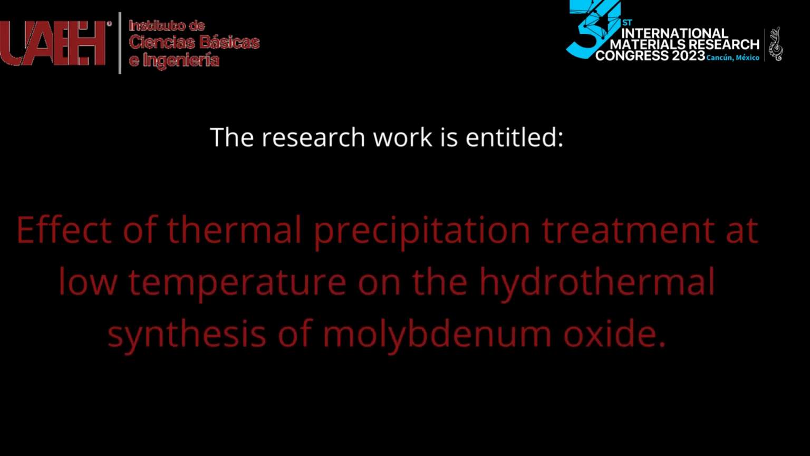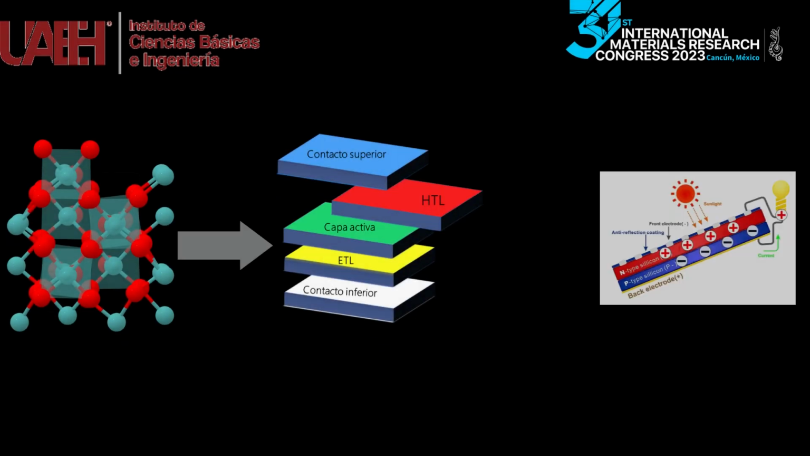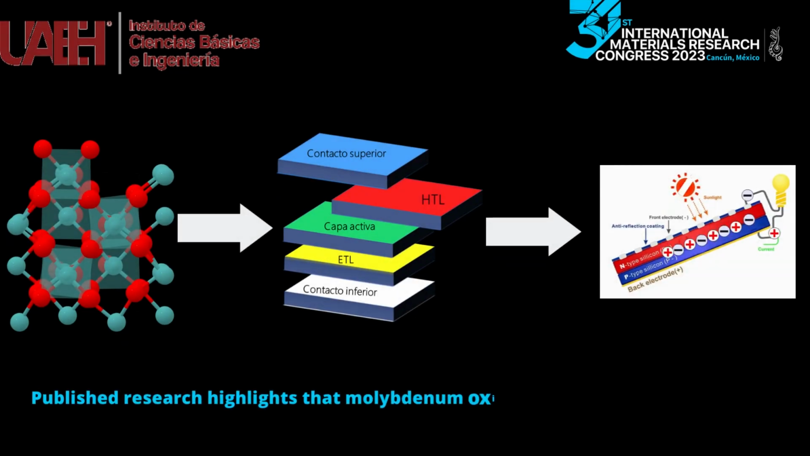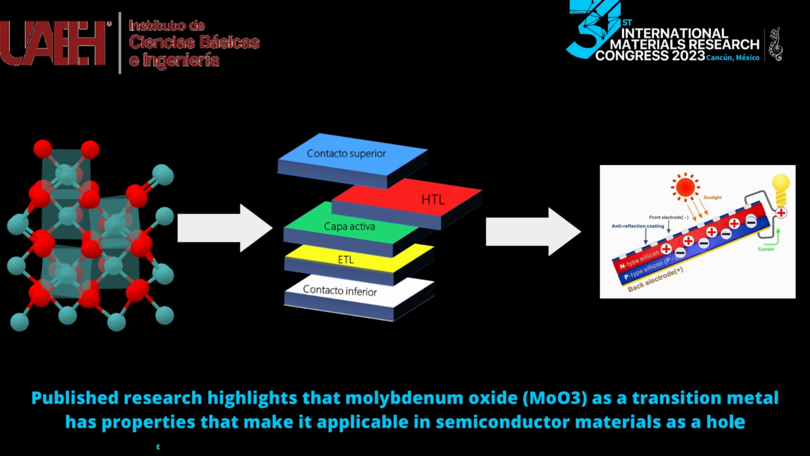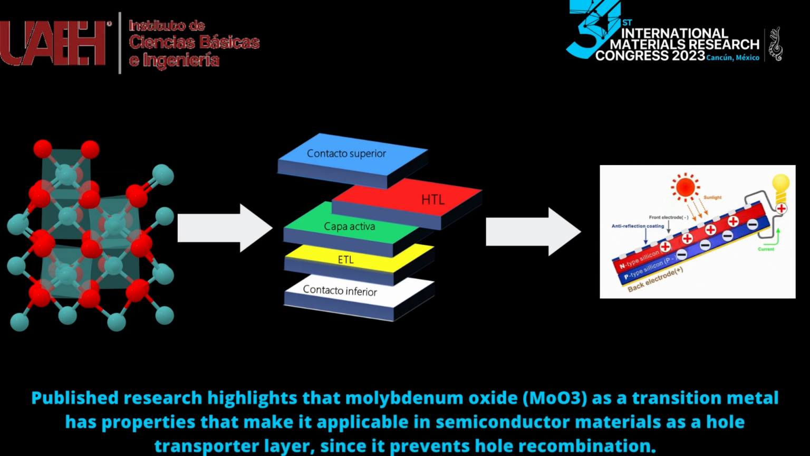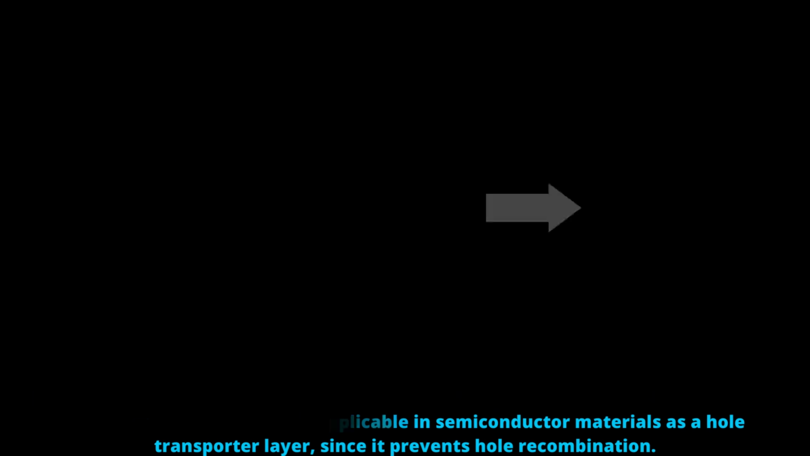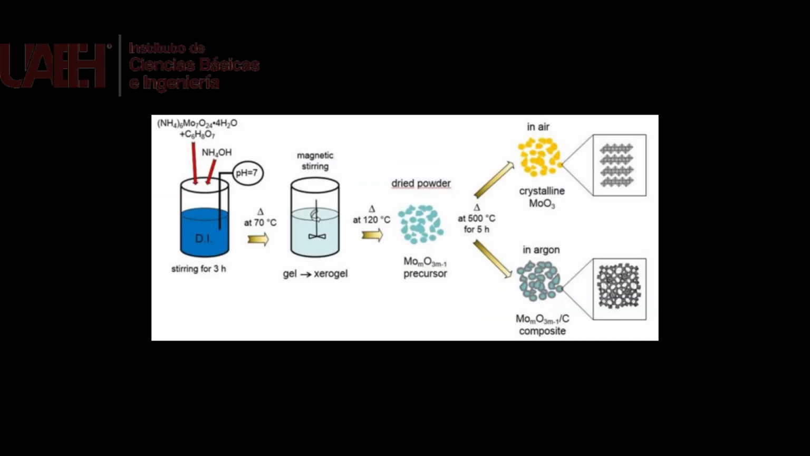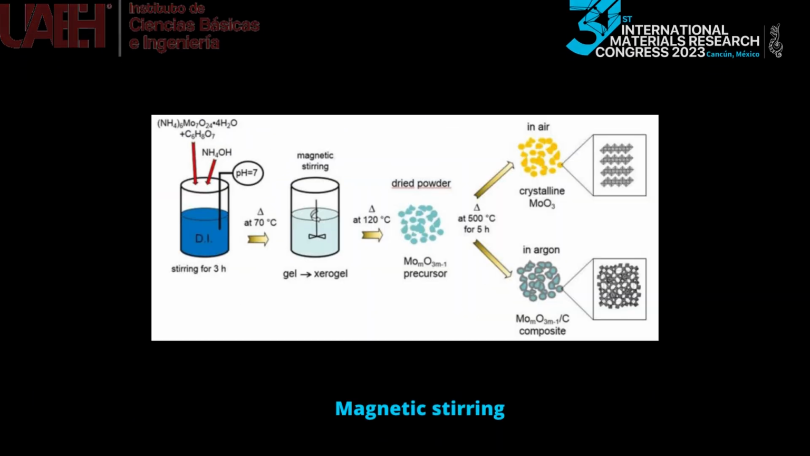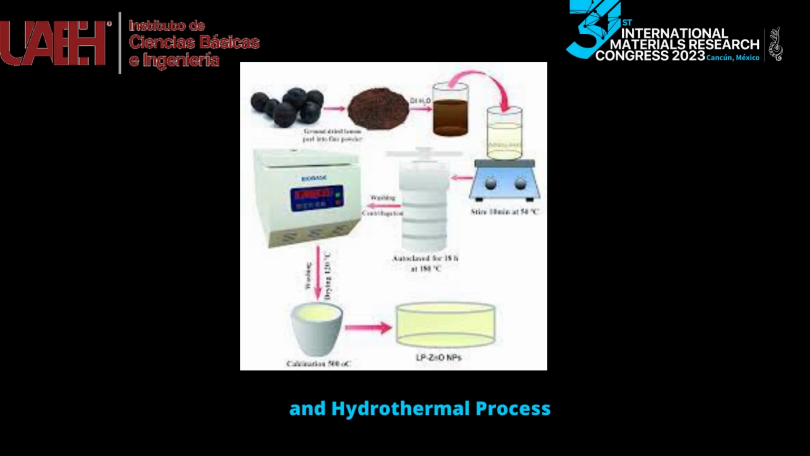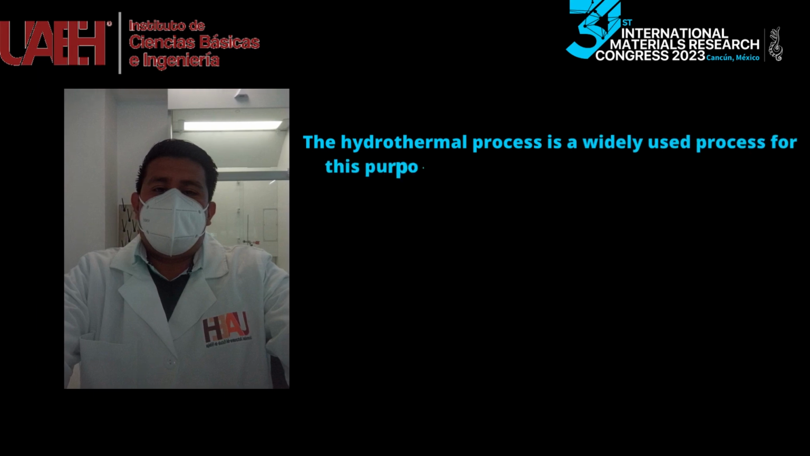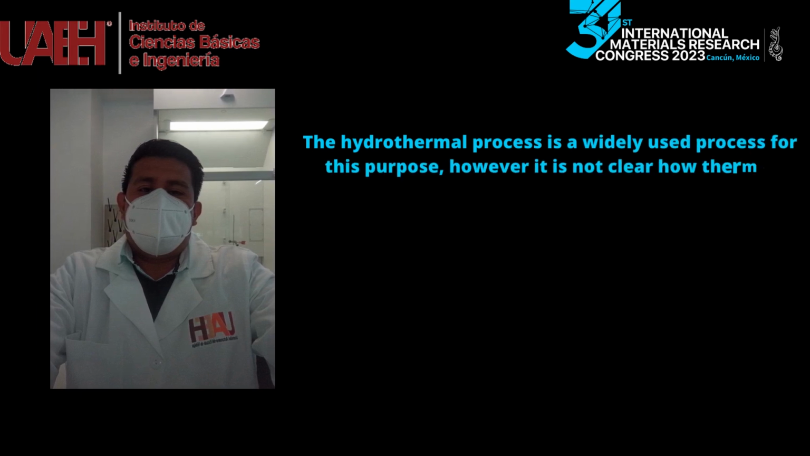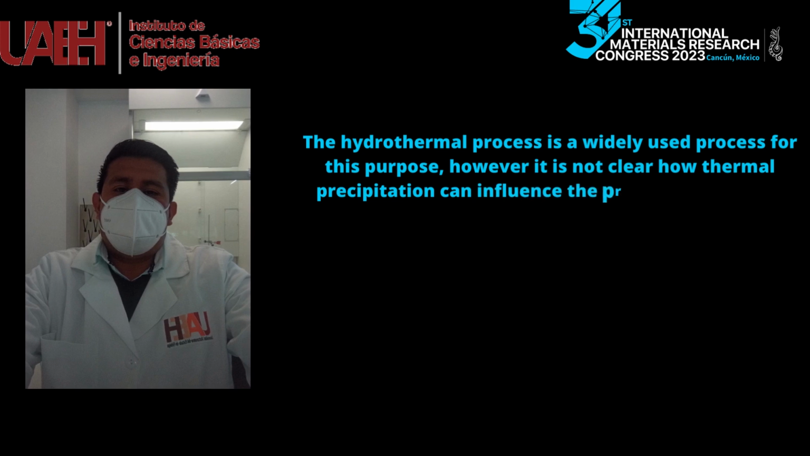of Molybdenum Oxide. Published research highlights that molybdenum oxide as a transition metal has properties that make it applicable in semiconductor materials as a hole transporter layer, since it prevents hole recombination. Sol gel process, magnetic stirring, and hydrothermal process. Thermal process is a widely used process for this purpose. However, it is not clear how thermal precipitation can influence the properties of molybdenum trioxide.